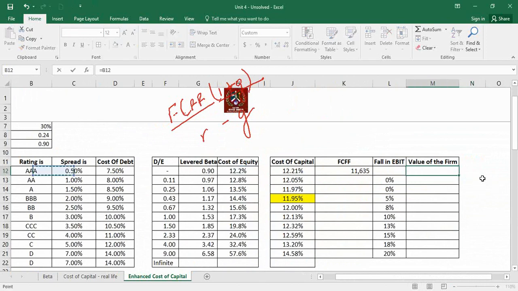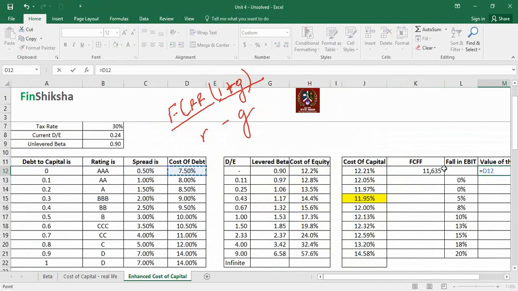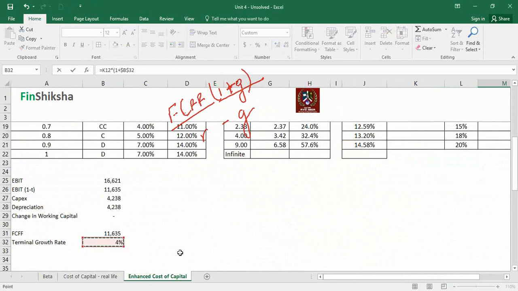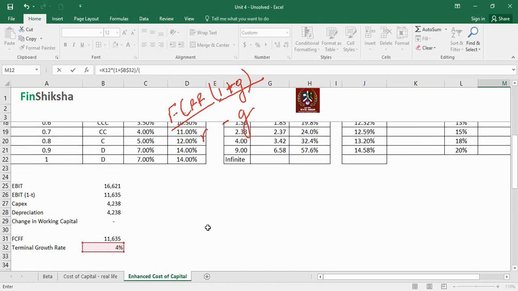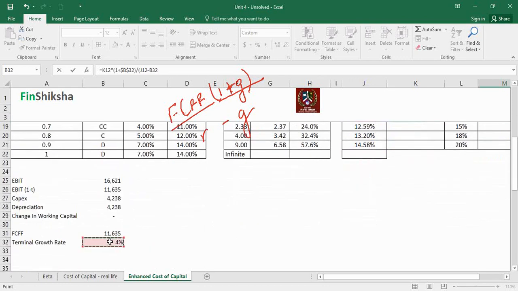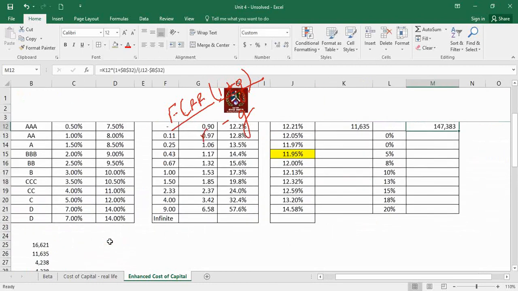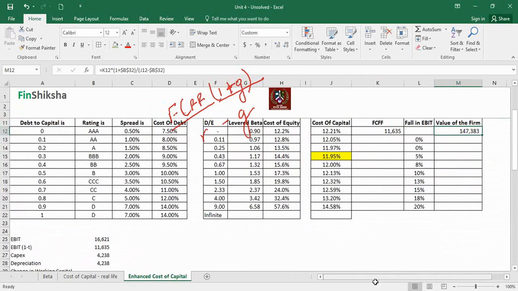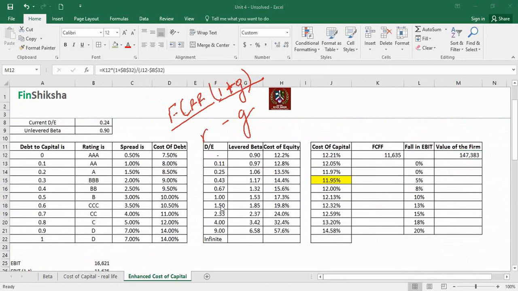This is going to come in our discussion from FCFF into 1 plus the growth rate. And remember, we'll freeze the growth rate because we'll drag this formula down, divided by cost of capital for the firm, which we have calculated here, minus again the growth rate, which is terminal growth rate, and we freeze that once again. So that's the value that we get for the firm. That's the firm value which we arrive at, correct?